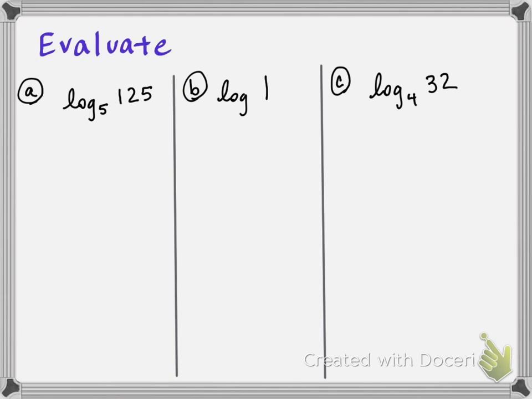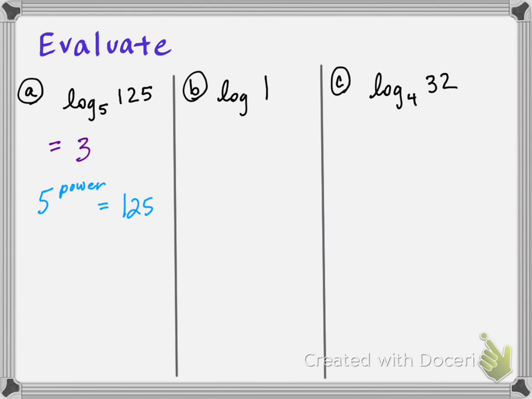So we have log base 5 of 125. To evaluate this, I'm being asked what power with 5 as my base gives you 125. The answer to that's 3. I'm going to write what I said so that people might be able to see what I said. 5 to what power is 125? That's how I got 3.